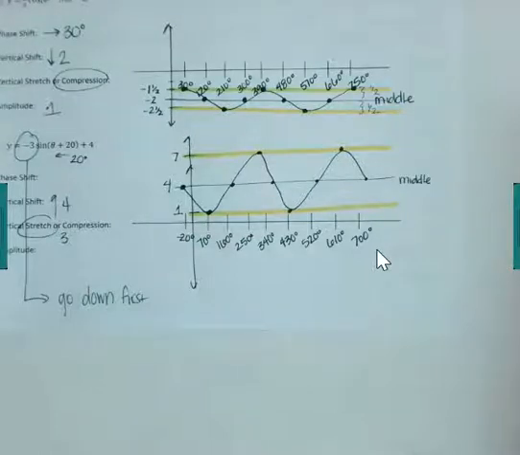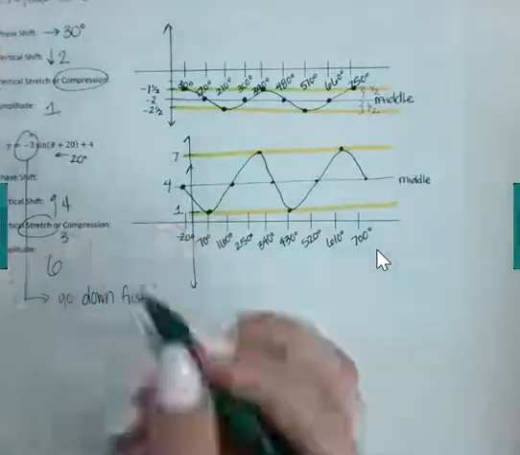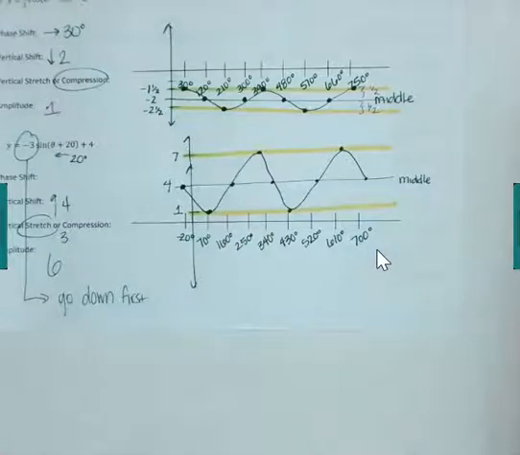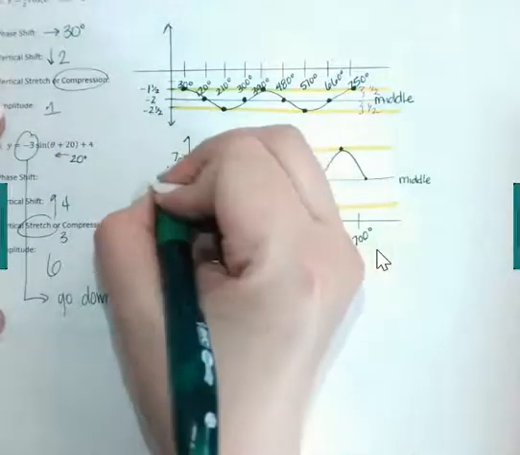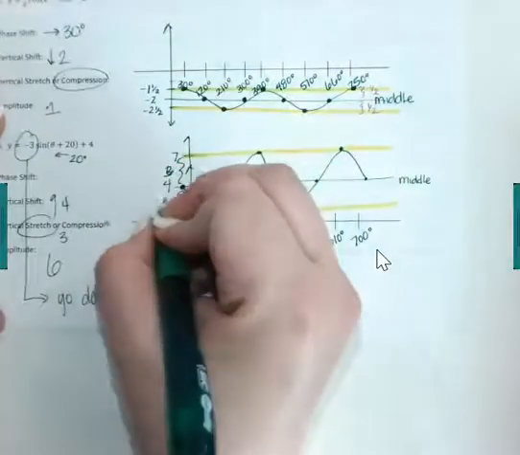Now, what would my amplitude be if I'm going 3 up and 3 down? What's my full amplitude? 6. Does that make sense? Because you have a 3 distance up. This is 3. And then you have a 3 distance down.